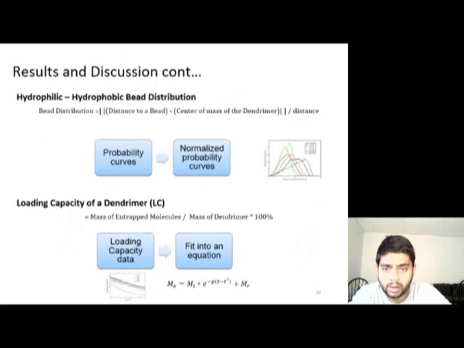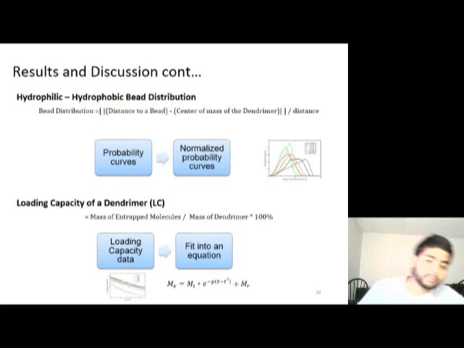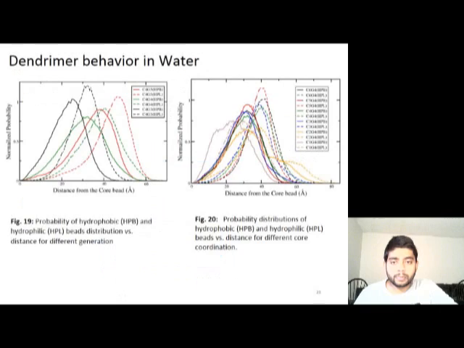And we try to observe the hydrophobic and hydrophilic bead distributions of the dendrimer in different solutions. And also we try to get the data of loading capacity and fit those into an equation. This is our dendrimer behavior in water. Here we plot the normalized probability of hydrophilic and hydrophobic beads for different generation and different co-coordination.